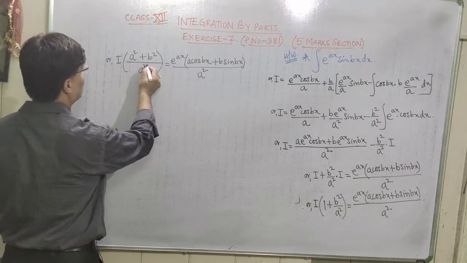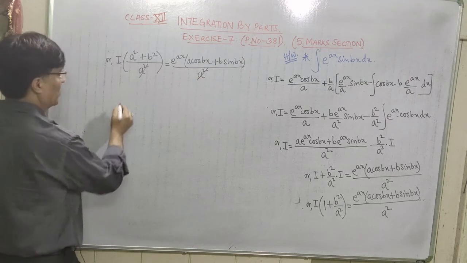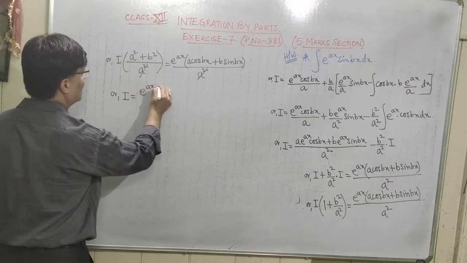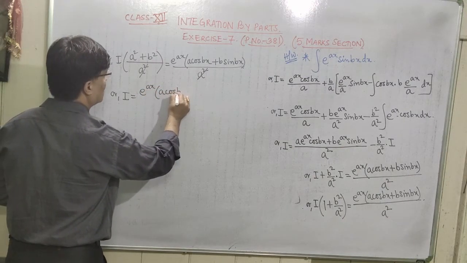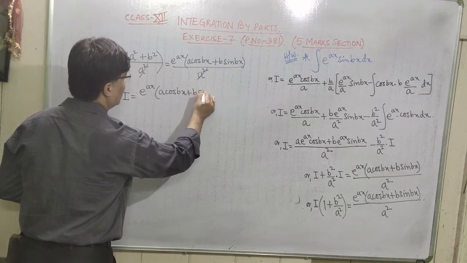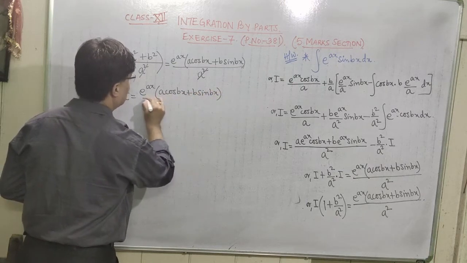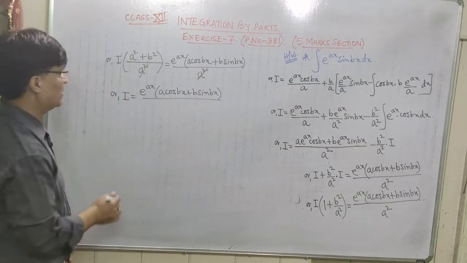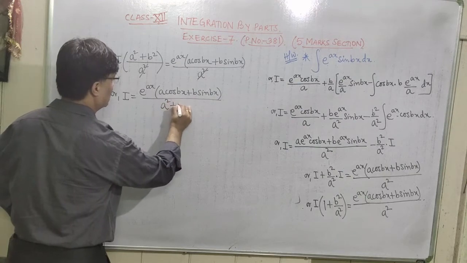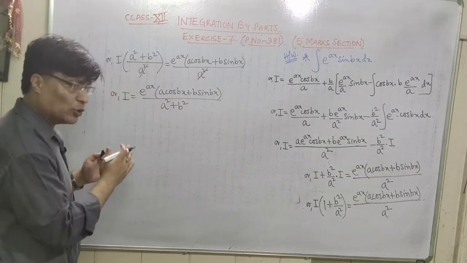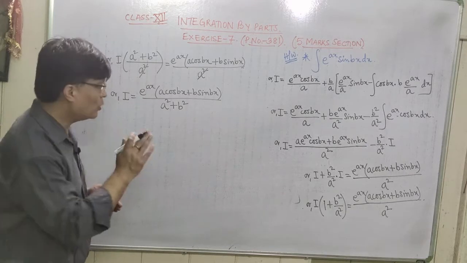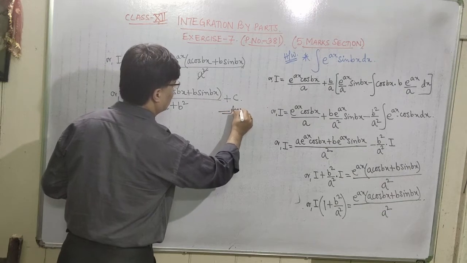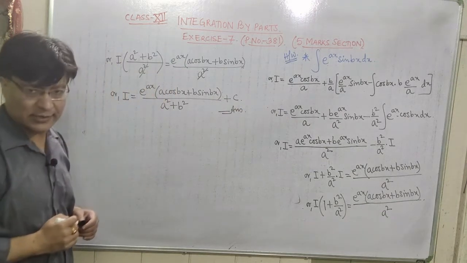So from both the sides and from the denominator you can cancel a square. So what is the value for I? I is equal to e to the power ax within bracket a cos bx plus b sine bx, this whole divided by a square plus b square, since it is cross multiplied. So we have integrated it. In the answer you have to write plus c, which is a constant of integration. So this is the final answer.